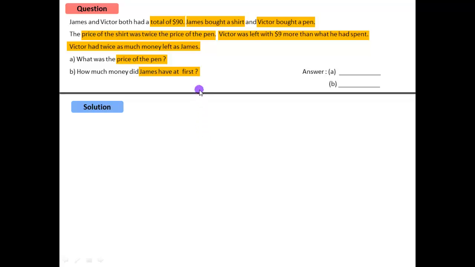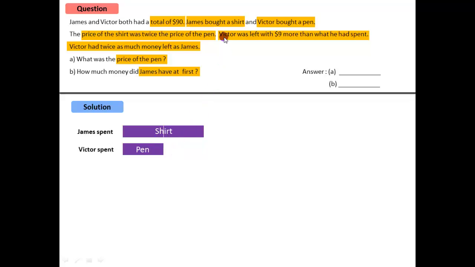Let's start this question by looking at the easiest piece of information. James bought a shirt and Victor bought a pen. We know that the price of the shirt was twice the price of the pen. So Victor spent some money on the pen and James spent some money on the shirt. And this is twice the amount of money that was spent on the pen.